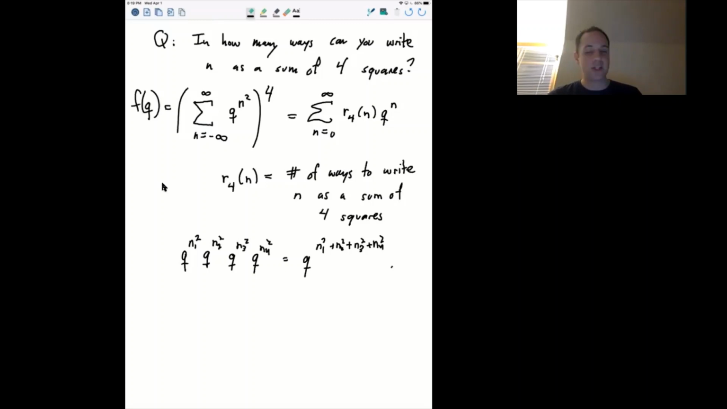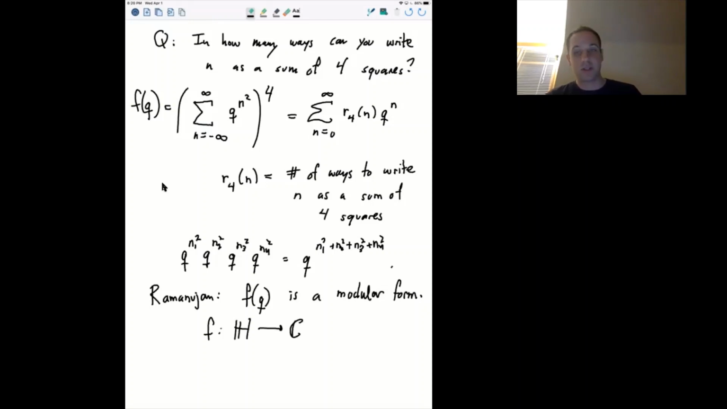is a very special function called a modular form. So the surprising fact, which was realized by Ramanujan, is that this f of q is a modular form. And as soon as you know something is a modular form, you're in business, because modular forms are special. Basically, I don't want to get into it too much, but a modular form is a holomorphic function from the upper half plane to the complex numbers, which has a few special properties. And the main property is that it's periodic.